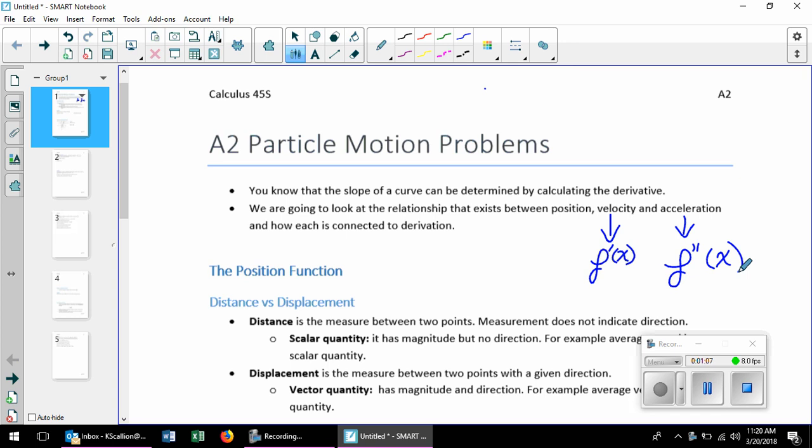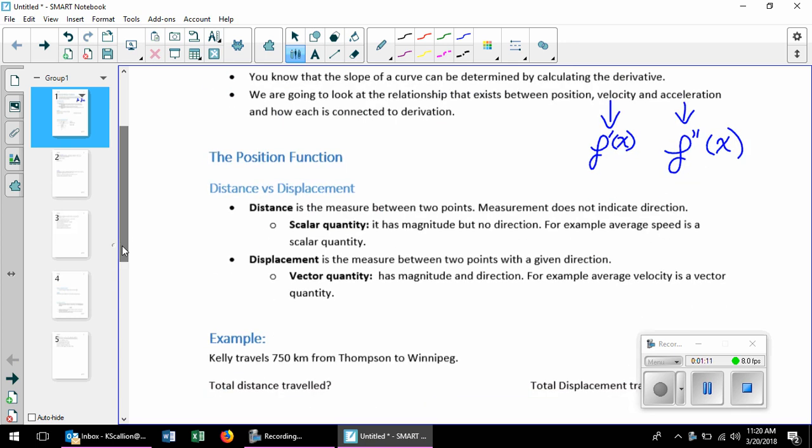So first derivative, second derivative. You guys have done these. It's no big deal. So we need to talk displacement. When we talk about displacement, this is your original function, because it's talking about the relationship. So distance is a measure between 2 points.